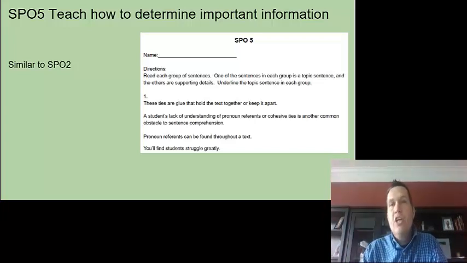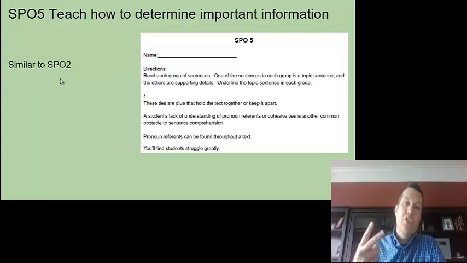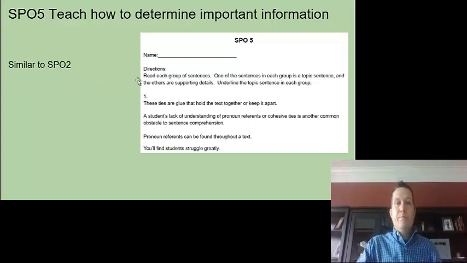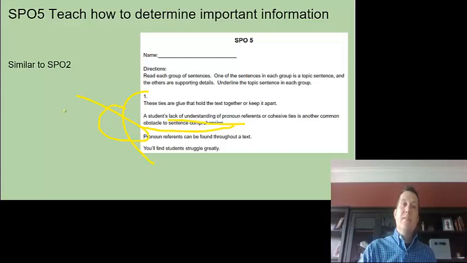Standard number 5, teach how to determine important information. This is similar to standard number 2. In this one, the students will read each group of sentences, and then they're going to underline the topic sentence. So they read them all and then pick out which one is the topic sentence. Pretty cool one there.